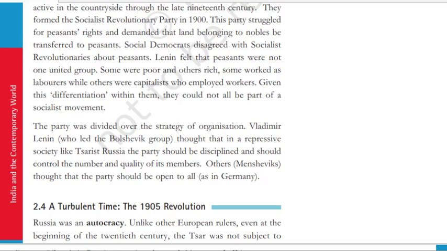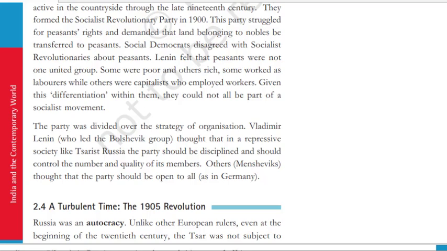The party was divided over the strategy of organization. Vladimir Lenin, who led the Bolshevik group, thought that in a repressive society like Tsarist Russia the party should be disciplined and should control the number and quality of its members. Others, Mensheviks, thought that the party should be open to all, as in Germany.